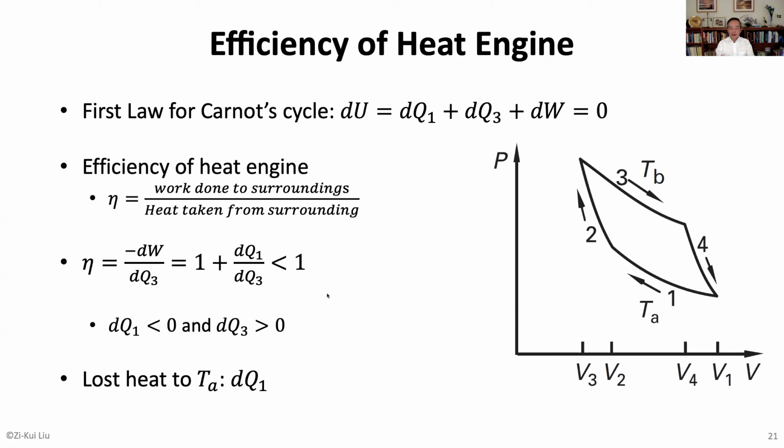So this is called lost heat. dq1, the heat is lost to the low temperature reservoir of the surroundings.